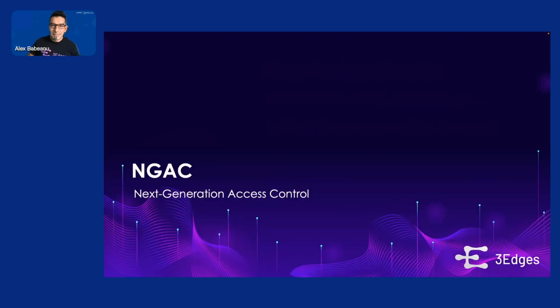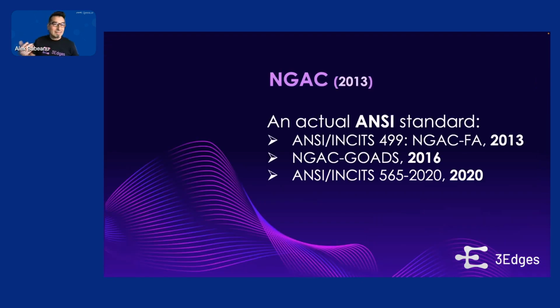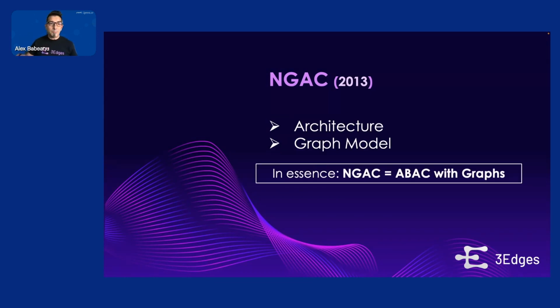Now, one last methodology I want to share with you for graphs for access control is NGAC, Next Generation Access Control. NGAC is actually a standard. It's an ANSI standard that was first published in 2013. References here. So what it provides, it's an architecture and a graph model. So essentially, NGAC is a standardized attribute-based access control with graphs.